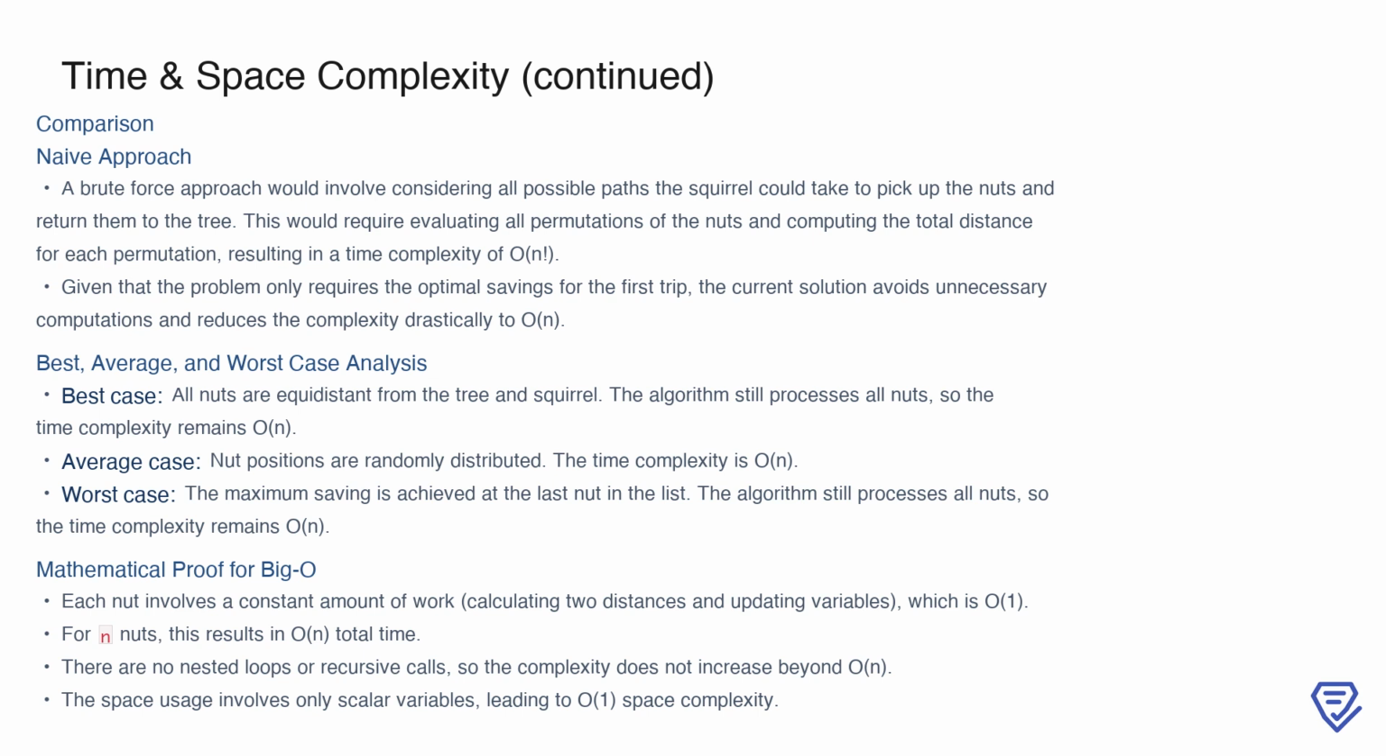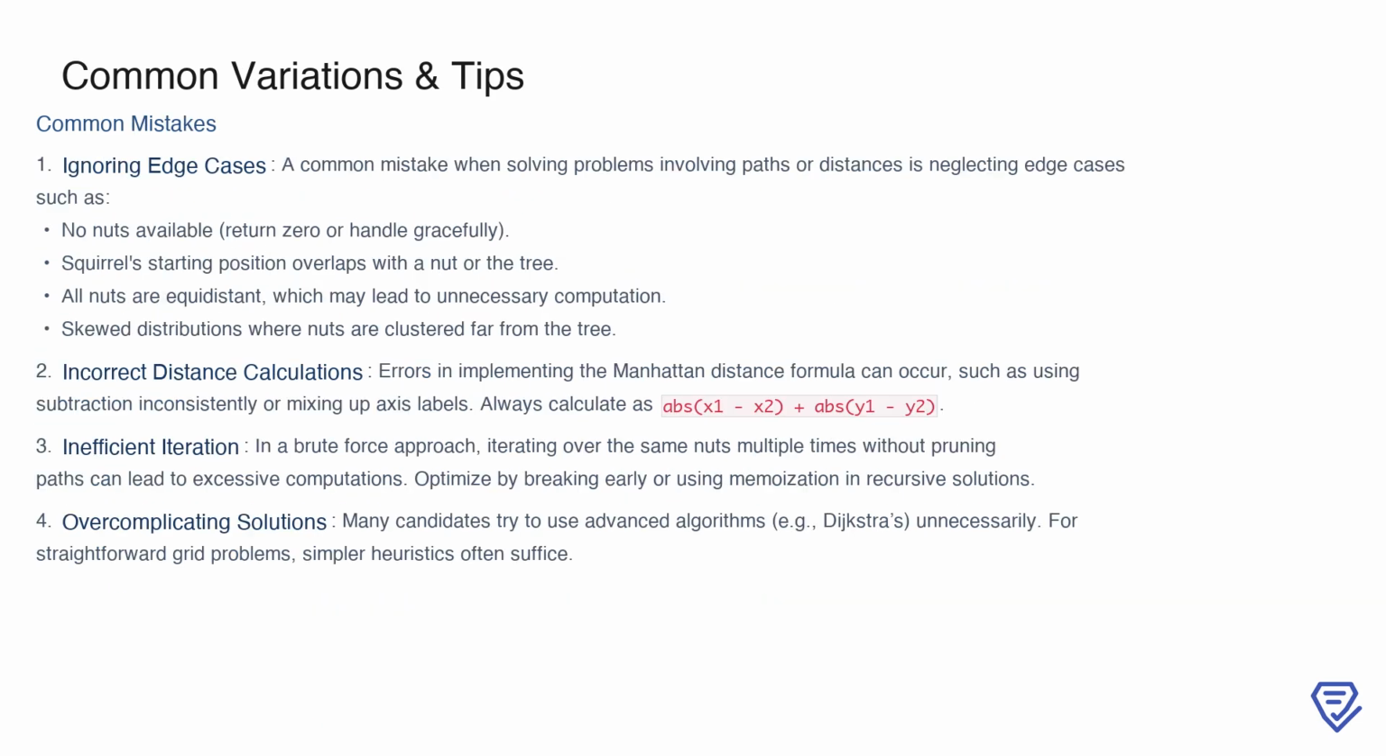For n nuts, this work scales linearly, leading to the O(n) time complexity. Furthermore, as we've already seen, the space complexity is O(1), since the algorithm only uses scalar variables with no additional memory overhead. When approaching this problem, there are several common pitfalls to watch out for. First, failing to handle edge cases can lead to incorrect solutions. For example, consider scenarios where no nuts are available. Your program should either return 0 or manage this gracefully.